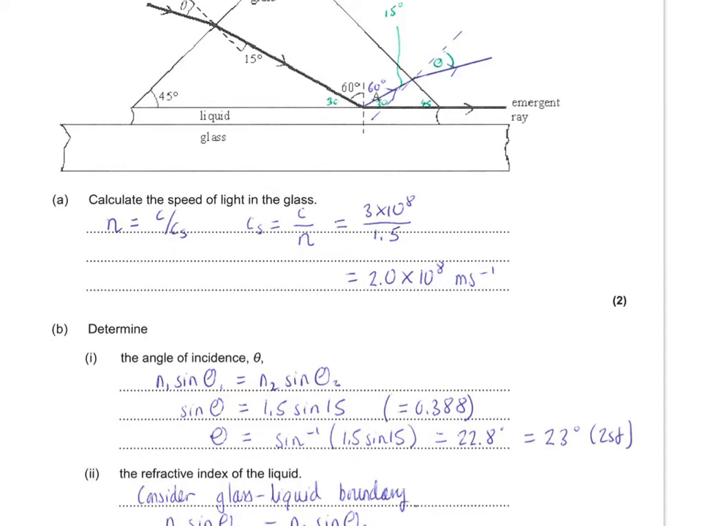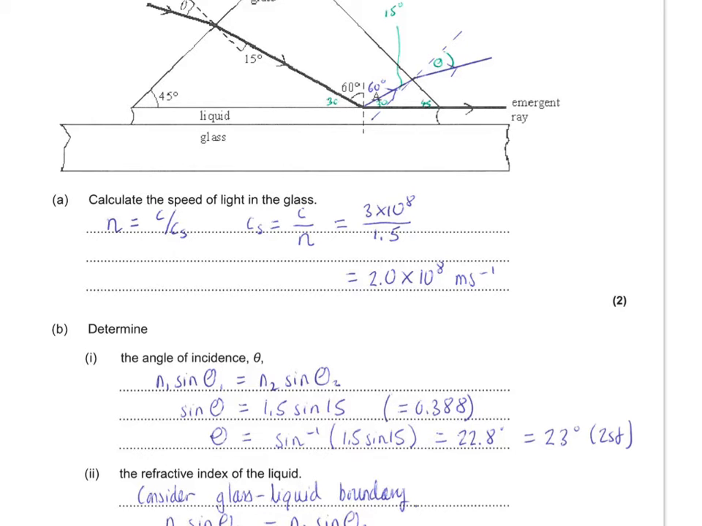Next, we're asked to determine the angle of incidence theta. This was shown in the diagram. It's a straightforward application of Snell's law across this boundary. So n1 sine theta 1 equals n2 sine theta 2. n1 corresponds to the air, so it is 1. n2 was the refractive index of the glass, and theta 2 is the angle of refraction. This gives us a value for sine theta, and so we can simply solve to find the angle theta.